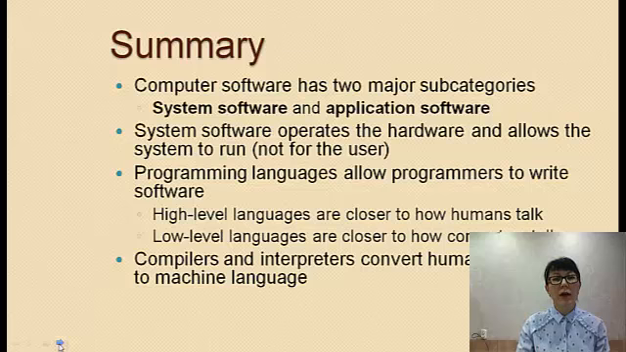So, in summary, I'd like to say that computer software has two major subcategories: system software and application software. System software operates the hardware and allows the system to run. Programming languages allow programmers to write software. Higher-level languages are closer to how humans talk. Low-level languages are closer to how computers talk. Compilers and interpreters convert human instructions to machine language.